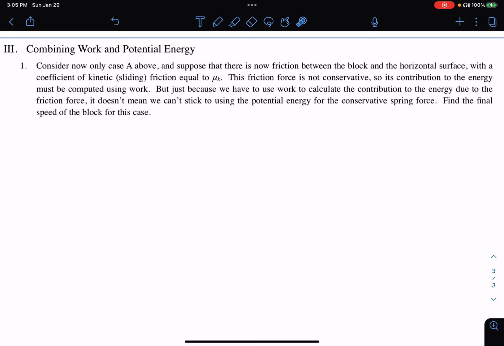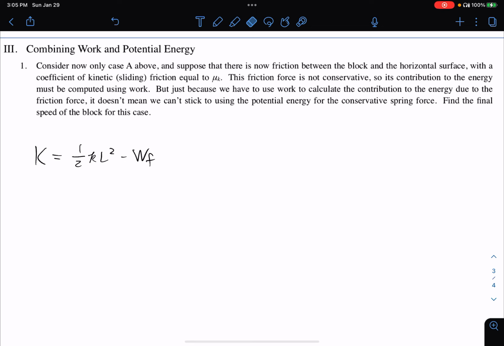Now we are going to consider the case with friction. In the case with no friction, the kinetic energy will end up with all the potential energy we stored in the spring in the beginning. But with friction, the energy will decrease by the amount of work done by the friction. So let's calculate that in scenario A.